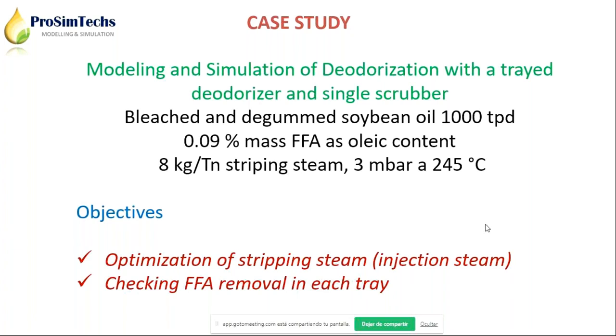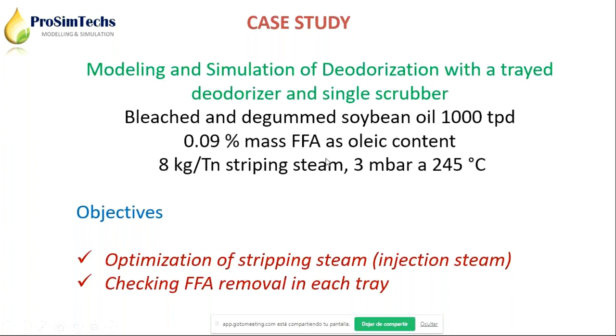Also, 3 millibar absolute as vacuum inside the deodorizer, and 245 degrees Celsius for the deodorization temperature. And for the bleached soybean oil entering the deodorizer, I am considering a free fatty acid content of 0.09% mass percent, measured as oleic acid.